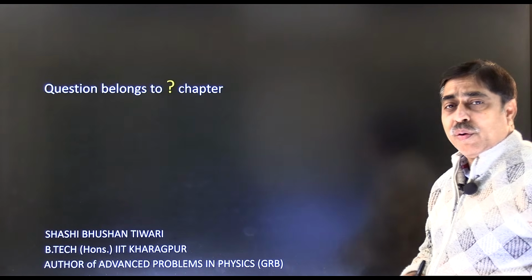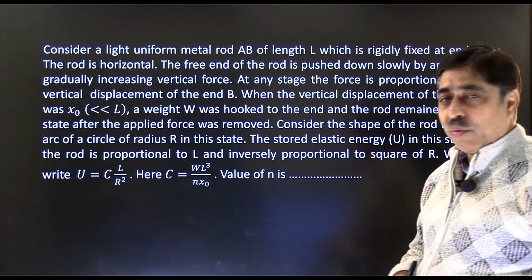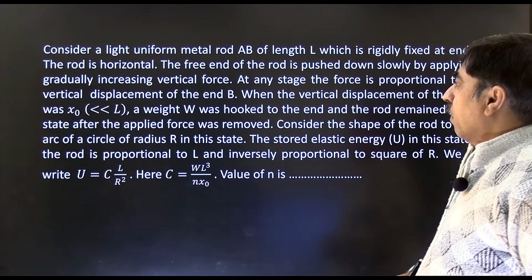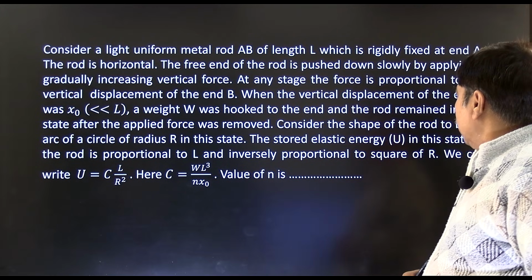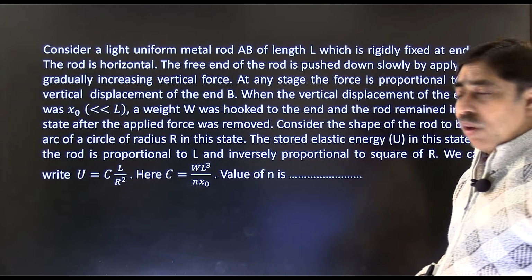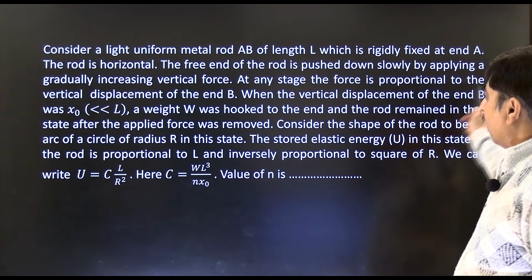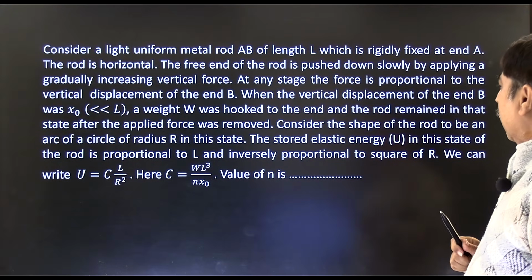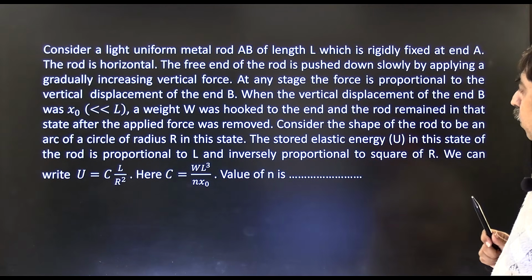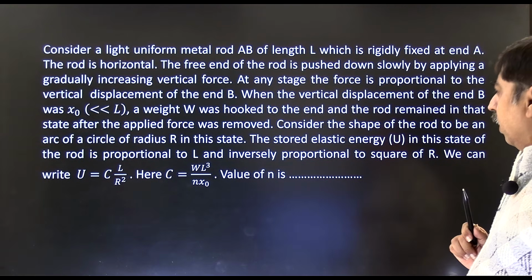I will read it out for you. Take a pause, think over it, give it a try on your own. Here is your question. Consider a light uniform metal rod AB of length L, which is rigidly fixed at end A. The rod is horizontal. The free end of the rod is pushed down slowly by applying a gradually increasing vertical force. At any stage, the force is proportional to the vertical displacement of the end B. That is a very critical statement.